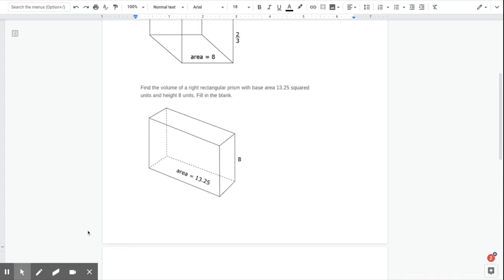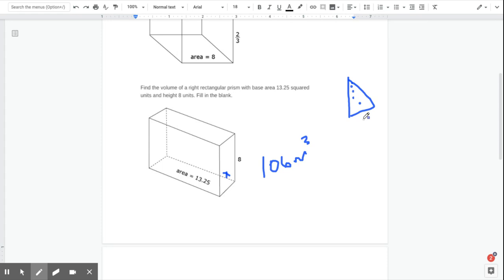Same thing here, okay? We already know the area. Somebody's already taken care of the length times width part, and then we have the height. So I'm going to do 13.25 times 8, and I get 106 units cubed, right?